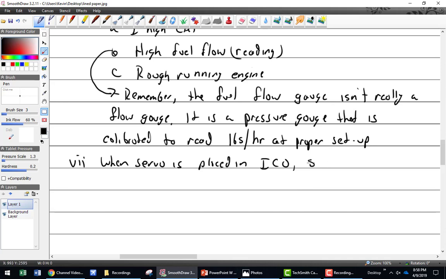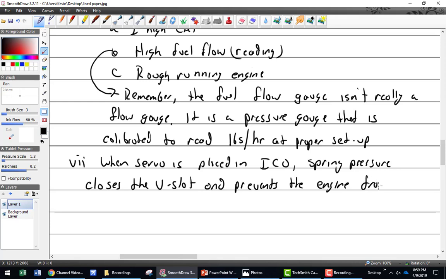So let's see, spring pressure closes the V-slot and prevents the engine from sucking fuel out of the fuel lines, because there are little 1/8-inch fuel lines running to every cylinder now.